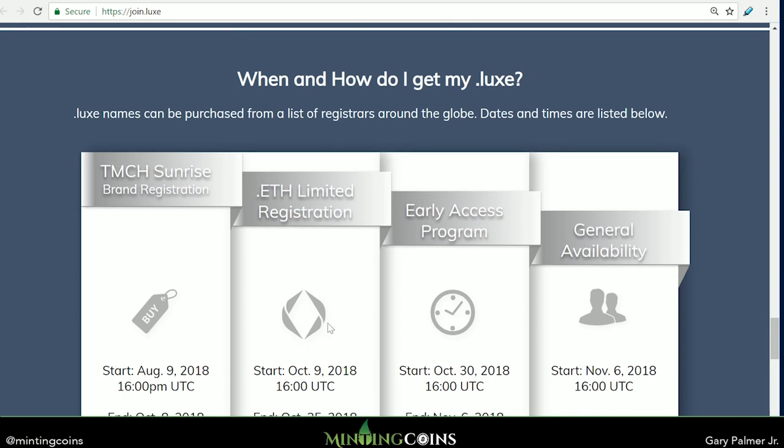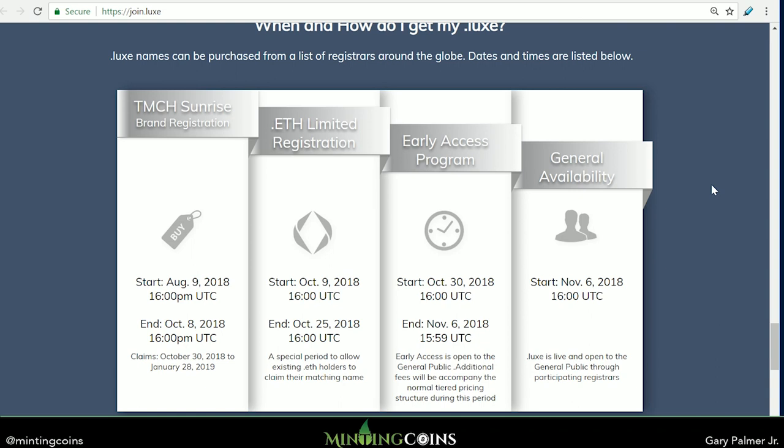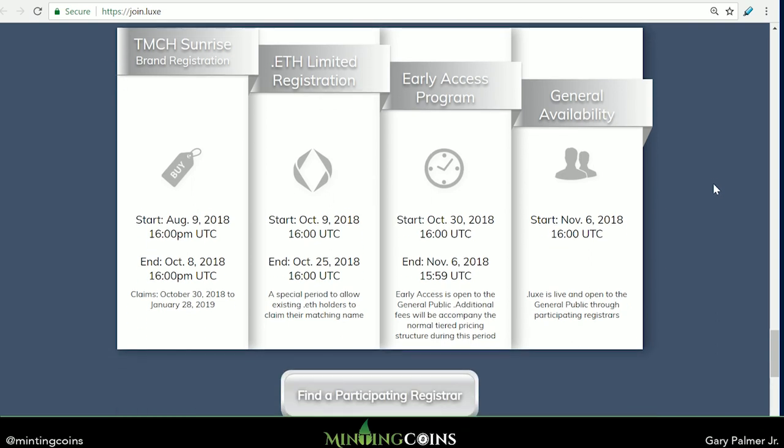So how do you get your new .luxe domain name? How do you secure this to match any of the ENS names that you already have? Well, first of all, I would probably say that just because you have an ENS doesn't mean you necessarily want to claim your .luxe. If you want to keep your privacy, then you probably don't want to participate. Or if just the anonymity is important to you, then you could just skip this section completely.